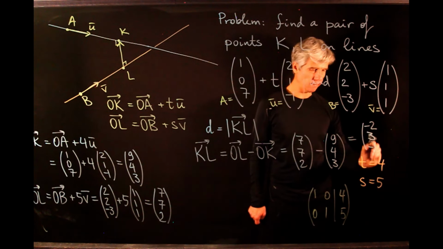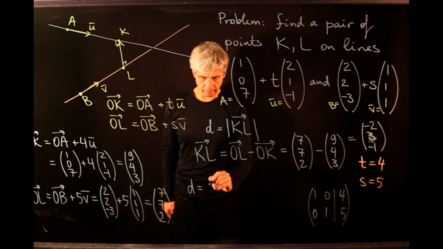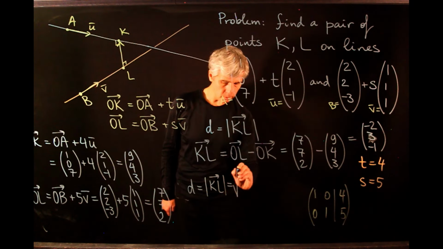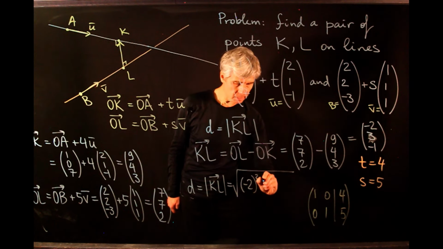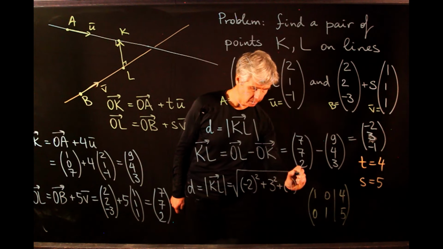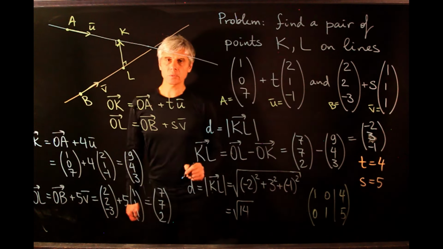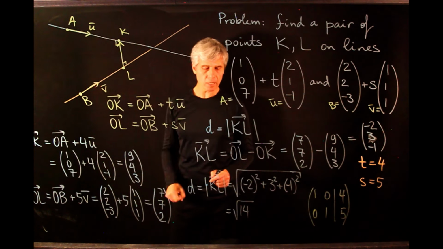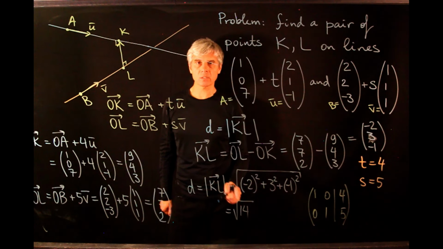and minus 1. So then D, which is the length of KL, is obtained as a square root of negative 2 squared plus 3 squared plus negative 1 squared. So this is square root of 14. So in this problem, we found 2 points on these lines that are closest to each other, and the distance between these two lines is a square root of 14.